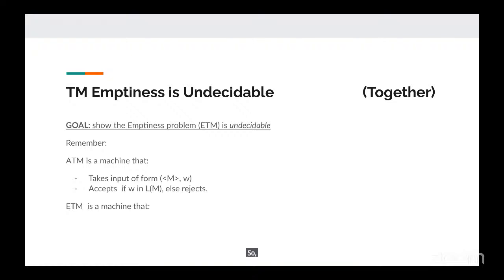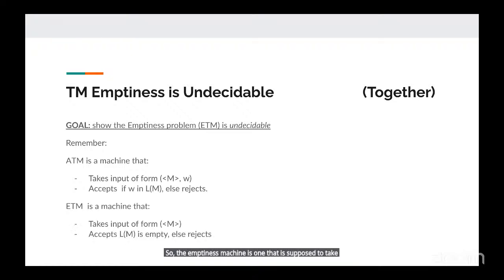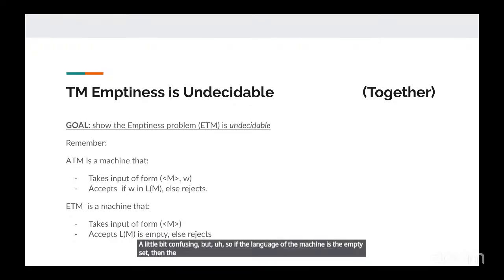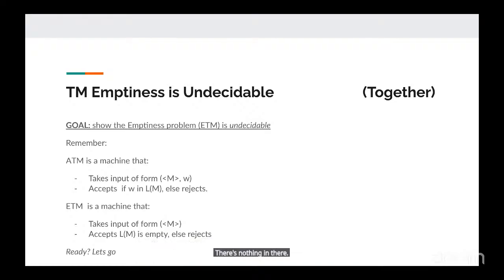So the emptiness machine is one that is supposed to take a Turing machine and return yes if that machine has no strings that are recognized, and so it never says yes to anything. A little bit confusing, but if the language of the machine is the empty set, then the emptiness machine is going to say, yep, that thing's empty. There's nothing in there. So with that in mind, let's build a new machine in an interesting way.